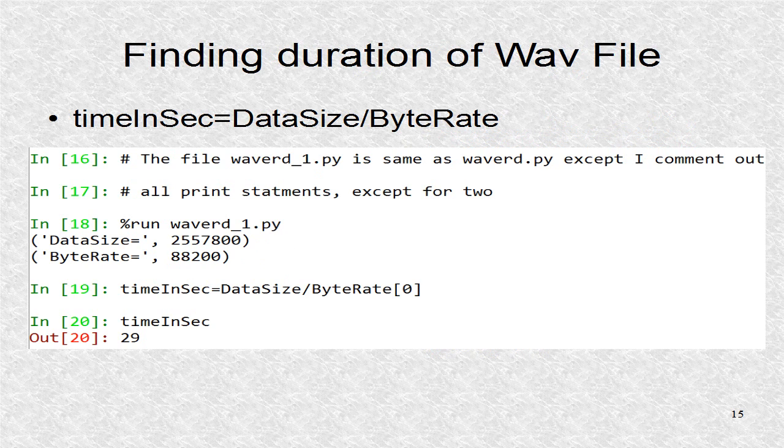15. From the header we can find the data size and also the byte rate. By dividing the 2 numbers we can find how many seconds are in the WAV file.